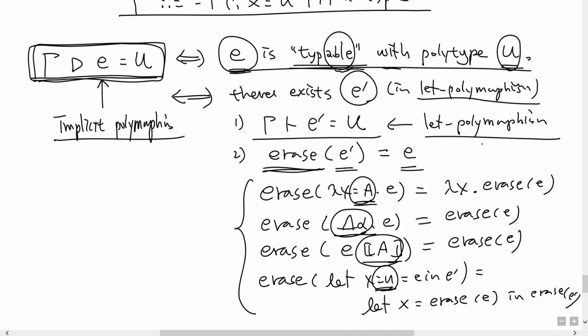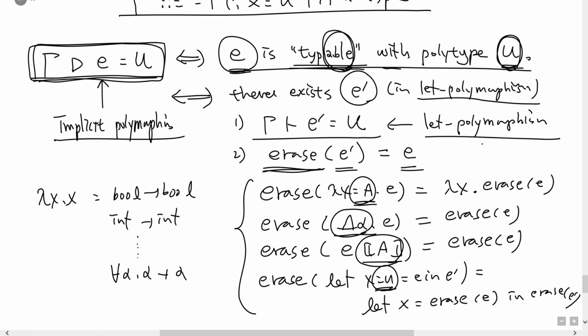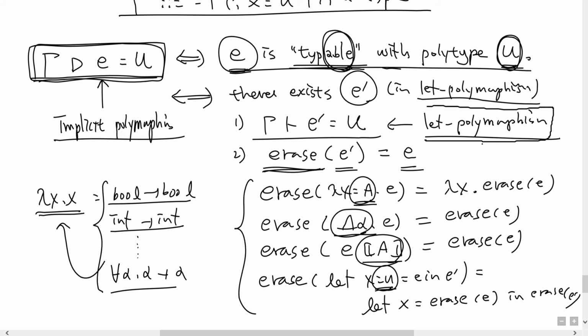Expression E is typable with polytype U, perhaps among many different candidates. So for instance, lambda x dot x is typable with, of course, bool arrow bool. It is also typeable with int arrow int, and so on. And in particular, it is typeable with a polymorphic type for all alpha, alpha arrow alpha. So notice that many different types can be assigned to the same expression. So there are just many candidates. In contrast, in the case of let polymorphism, if this expression is typeable at all, it must be given a unique type. So this is fixed.